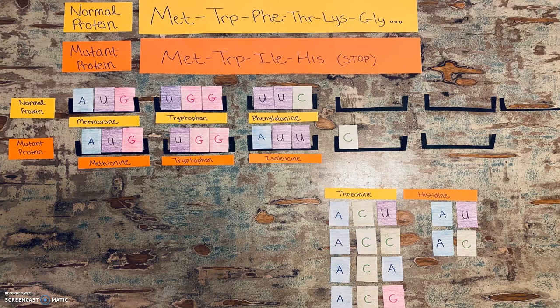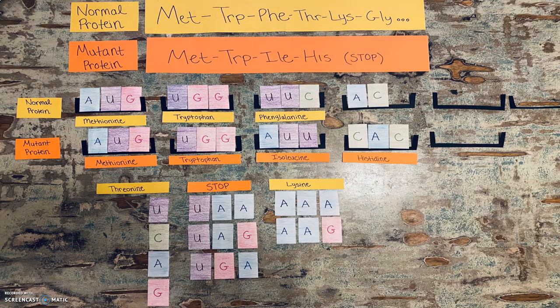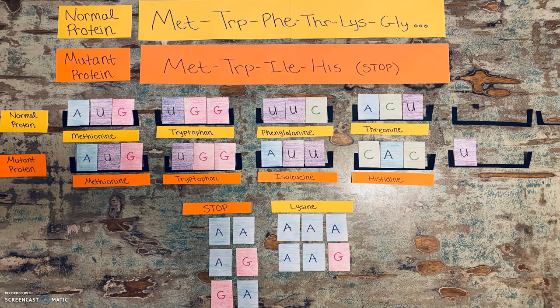We can see that all of the options for threonine begin with AC, which reveals that the mutant codon for histidine is CAC. In order to figure out the third base in threonine, we need to look at the next step in the mutant sequence, which is stop. All of the codons for stop begin with a U, which tells us that ACU is the correct codon for threonine. The next amino acid in the normal series is lysine.